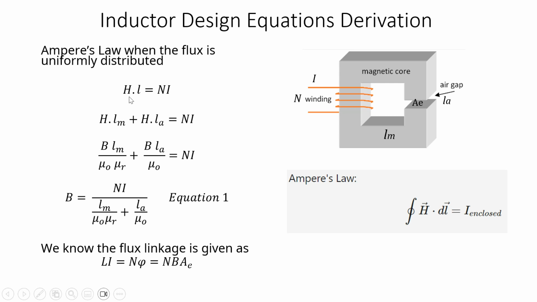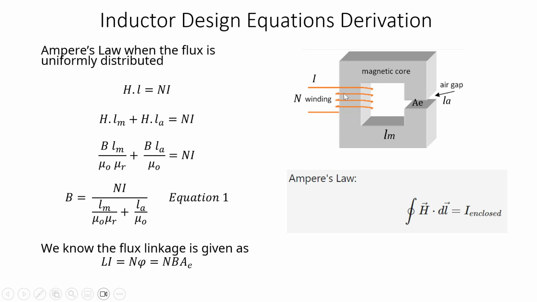Here we can see that if we multiply the magnetizing intensity with the length of the magnetic path, then this product will be equal to the current enclosed by this path. So the actual formula is this one. This is Ampere's law.